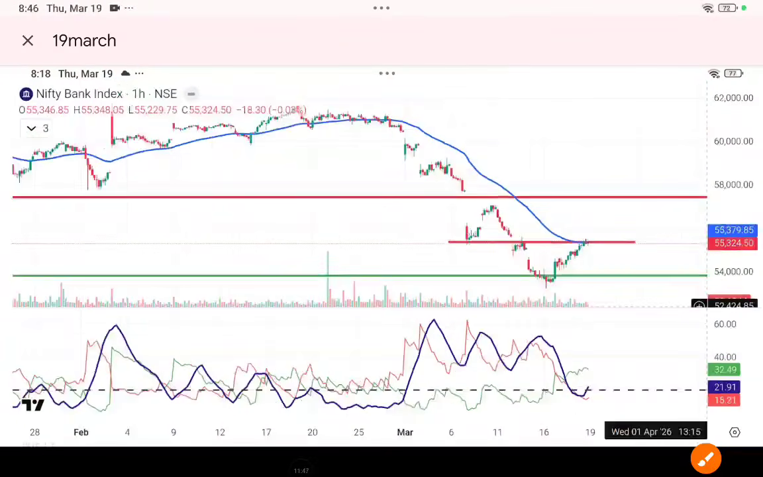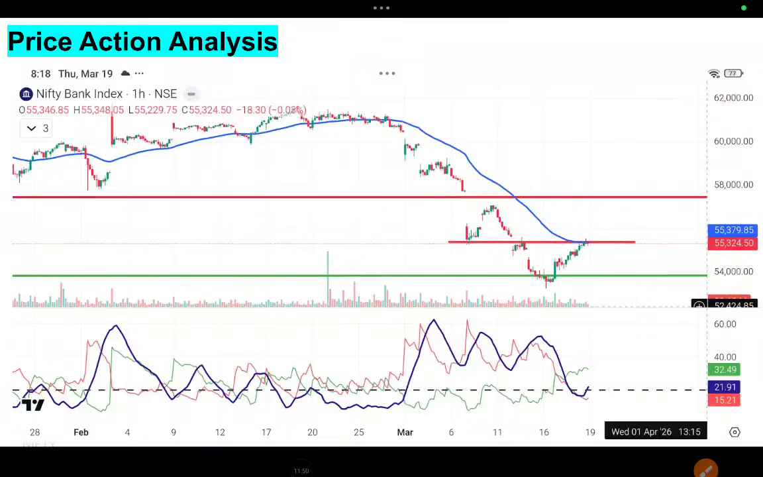So I think Bank Nifty also we have covered. My target was 55,500, so that didn't hit in terms of stop loss.